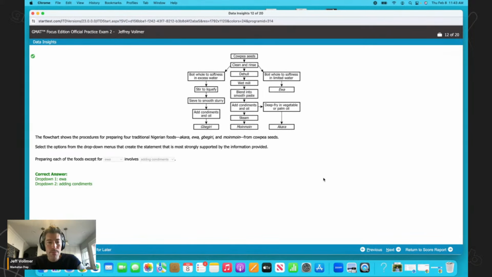Question 12. All right, we did this one with the foods, right? One of these doesn't include a process or ingredient that all the others do. And really, I just looked at the answers. I looked at the second blank here, and luckily, adding condiments was the first thing, and adding condiments is involved in 3 of the foods, right? So again, this idea that looking at the answer choices in Data Insights is really valuable, right?